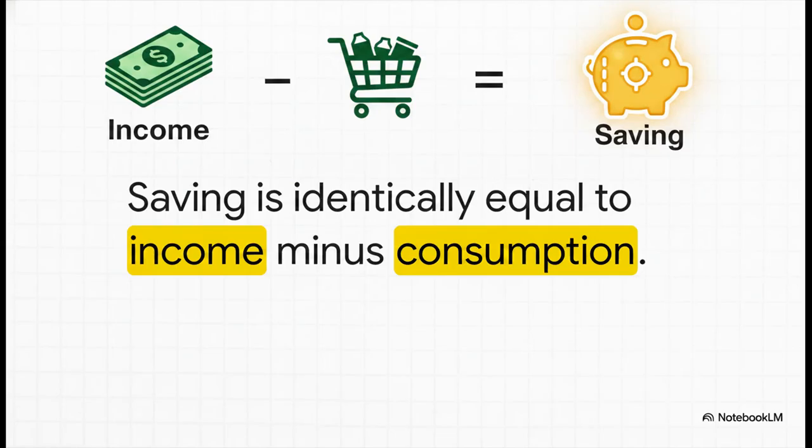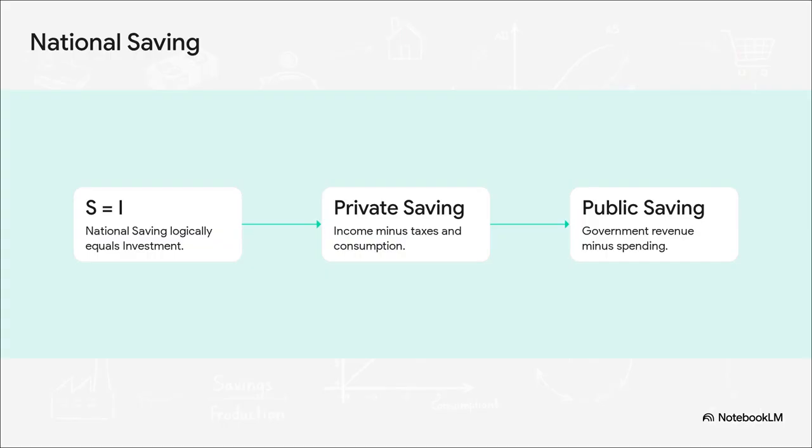As this equation shows, saving is, by definition, identically equal to income minus consumption. It's simply what remains after the demands of consumers have been fully satisfied. While consumption feels super active, you're out there buying things, swiping your card, saving is the mathematically vital remainder that fuels the very next stage of the entire macroeconomic cycle. So, let's see how this builds our national saving framework step by step.